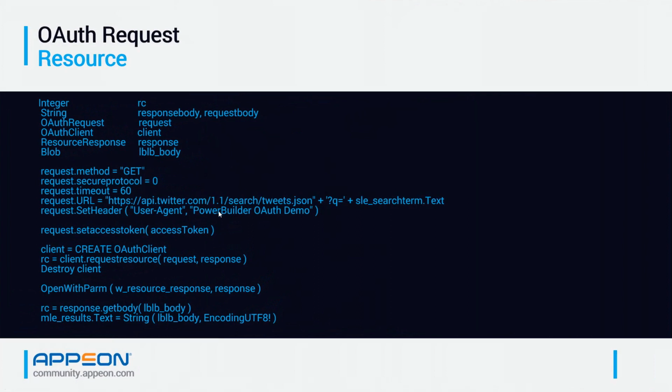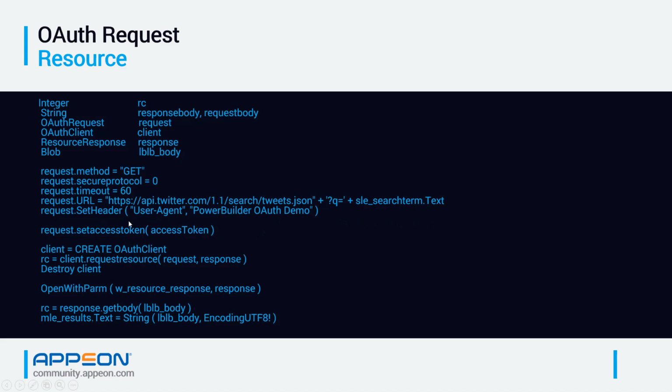This is when we're going to do our search now. So I'm doing a get because that's what Twitter told me I need to do. Once again, secure protocol and timeout are set to their default values. That's just so you know they're available. The URL, once again, is from the Twitter documentation. If I'm going to search for tweets, that's the URL I pass, along with the search term I'm looking for.